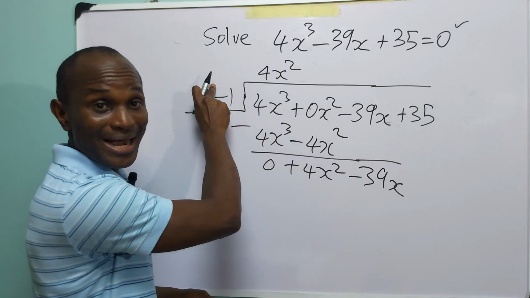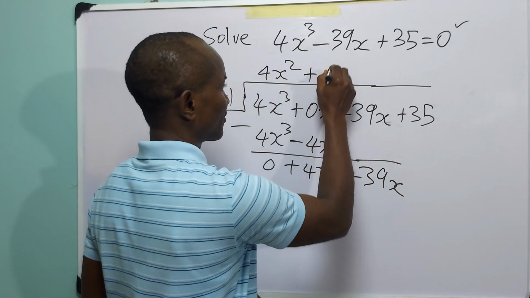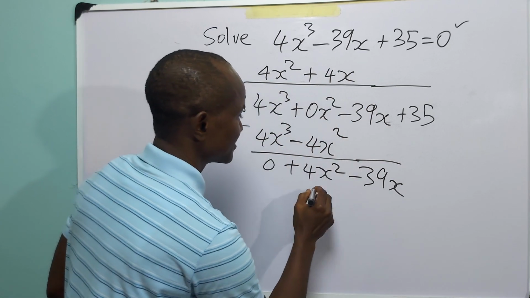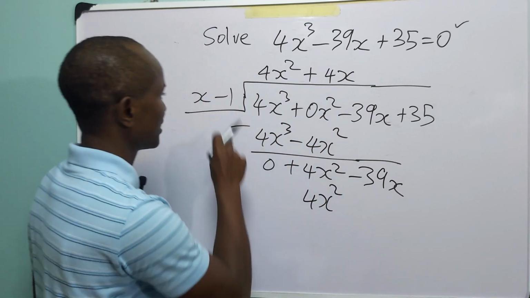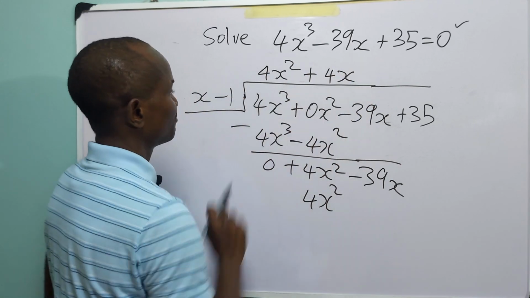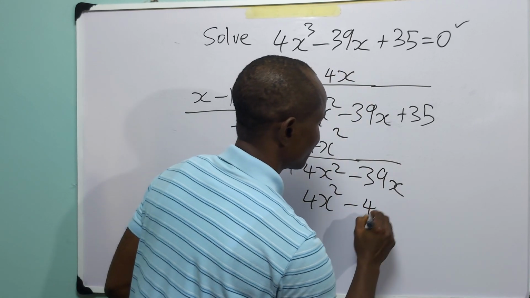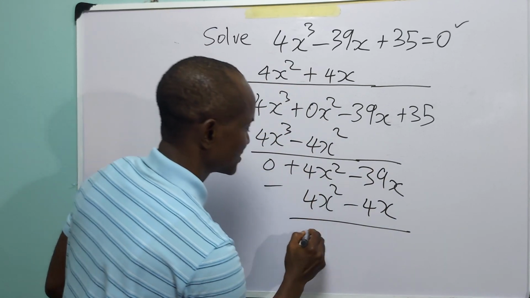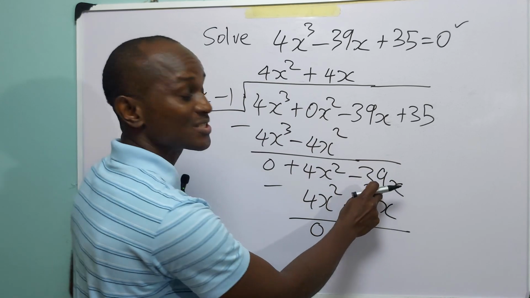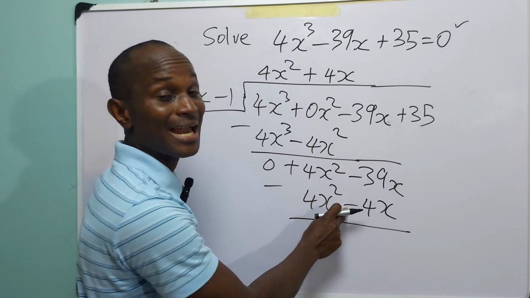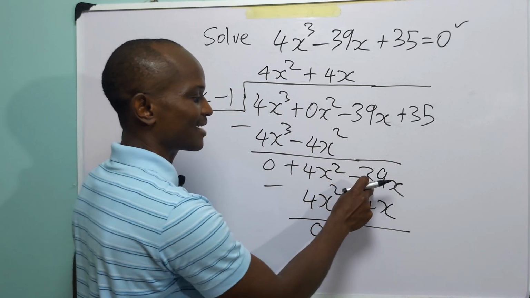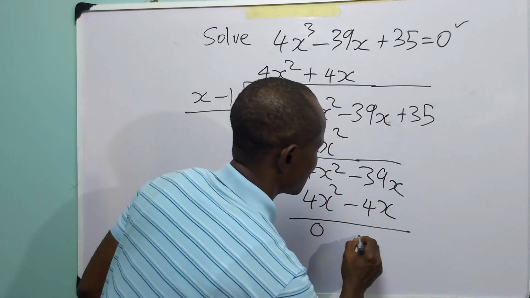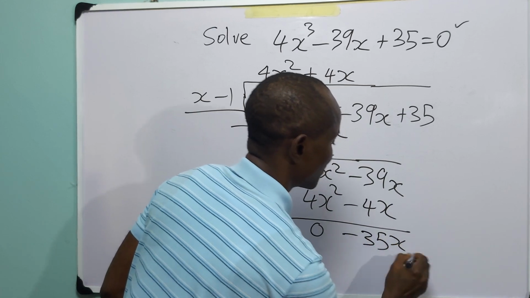4x squared divided by x is 4x. X multiplied by this is 4x squared. Minus 1 multiplied by plus 4x is minus 4x. Once more, we subtract. This minus this is 0. Minus 39x minus 4x is the same as minus 39x plus 4x. And of course, that is minus 35x.